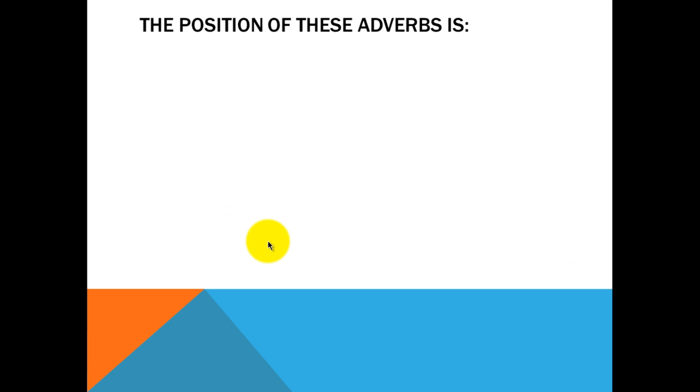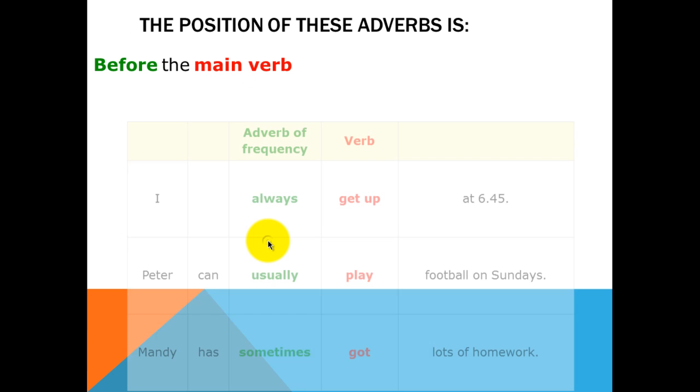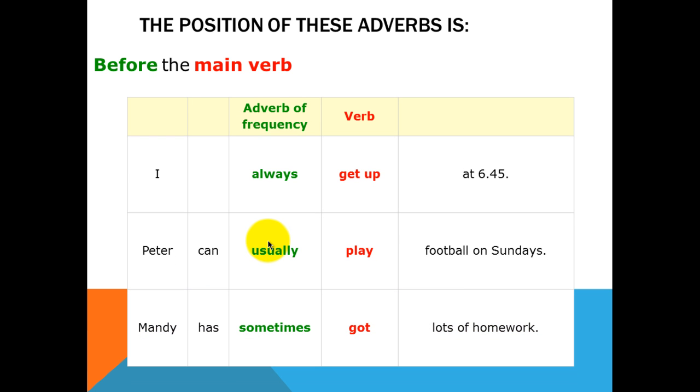Now, the position of these adverbs is before the main verb. So let's look at an example here. I always get up at 6:45. Always is my adverb of frequency, and get up is my verb. Alright, so adverb of frequency first, then the verb. Let's look at the next example. Peter can usually play football on Sundays. And Mandy has sometimes got lots of homework. Quite simple, yeah?